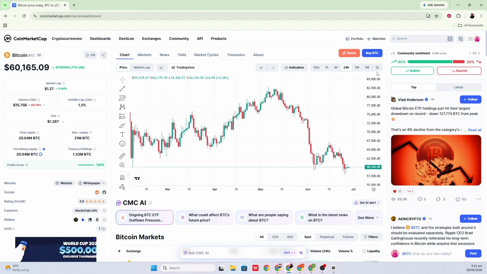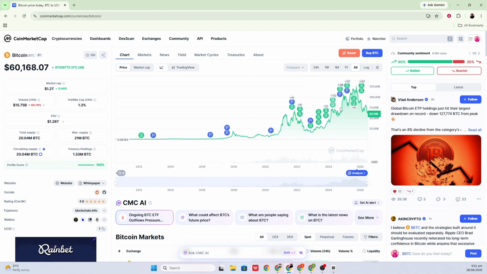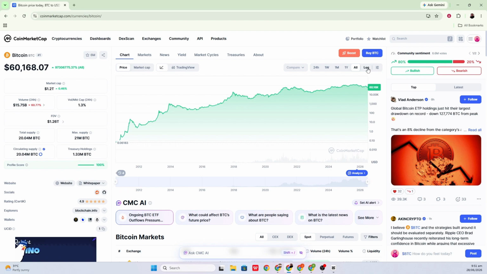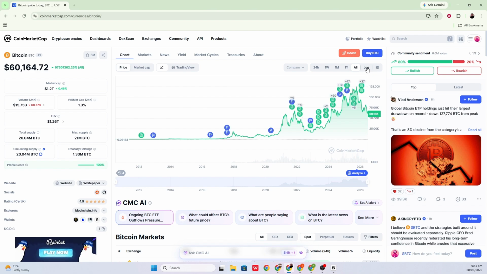Logarithmic scale measures changes using percentage increases. A move from $10 to $20 represents a larger percentage change than a move from $100 to $110. When viewing the all-time frame for older cryptocurrencies, switch to Log to view the chart using percentage-based changes. This adjusts the display and allows the full price history to be viewed more clearly.